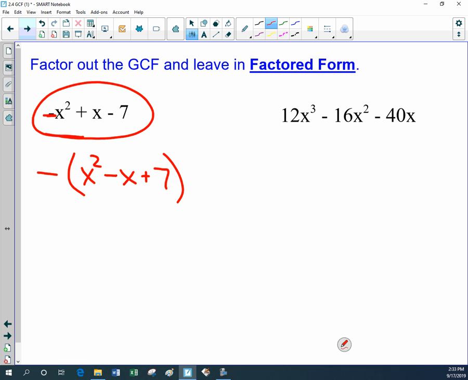Again, if we distribute the negative, we can see that we would have exactly what we started with. Negative times x squared is a negative x squared. A negative times a negative x would be a positive x. And a negative times positive 7 would be negative 7.